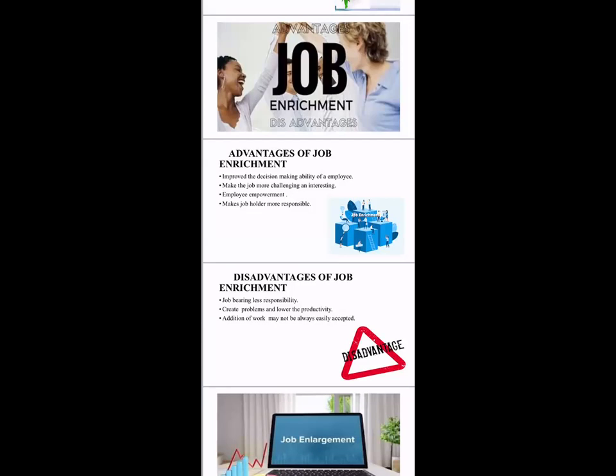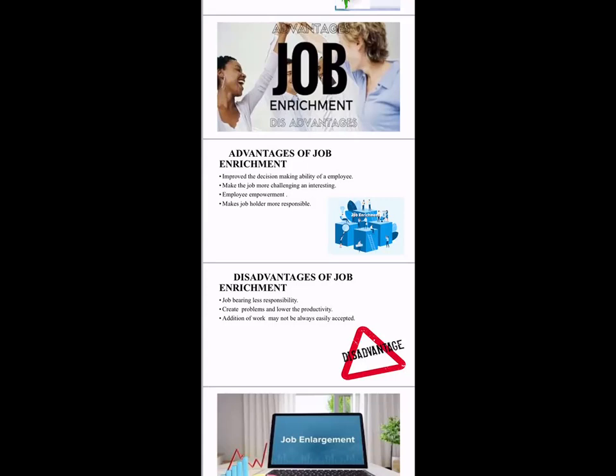Advantages of job enrichment. They improve the decision-making ability of employees and make the job more challenging and interesting. Employee empowerment makes the job holder more responsible. If an employee is motivated towards his job, indirectly he will become more responsible towards the job. And also this will help him to increase the ability of decision making.